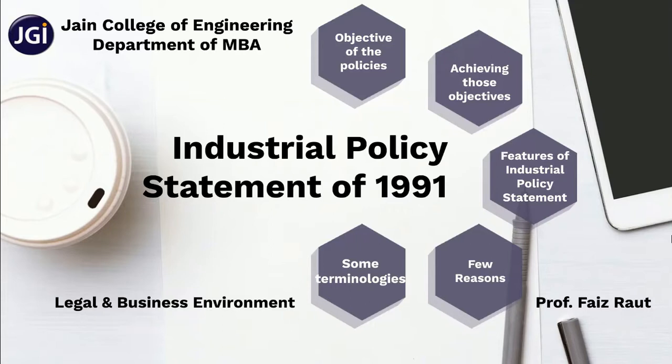So these were some of the reasons why the 1991 industrial policy was implemented, and many good things happened. Transparency improved, the economic situation developed, and the development of many industries started taking place. Entrepreneurship was encouraged and private participation increased. The standard of living started increasing, and many such things happened.